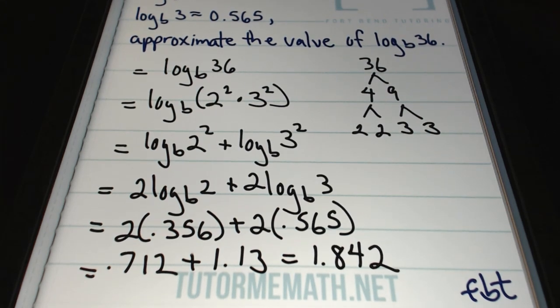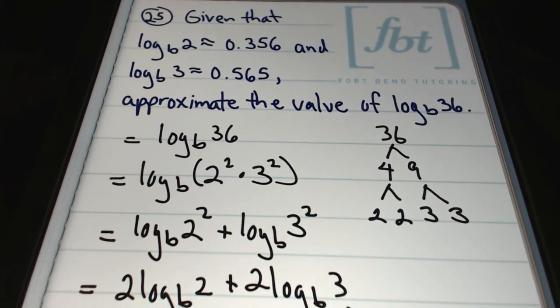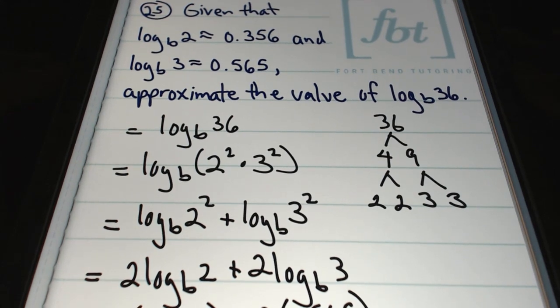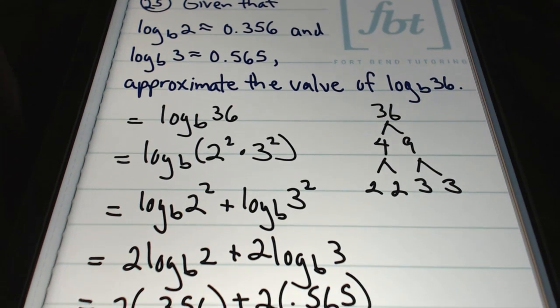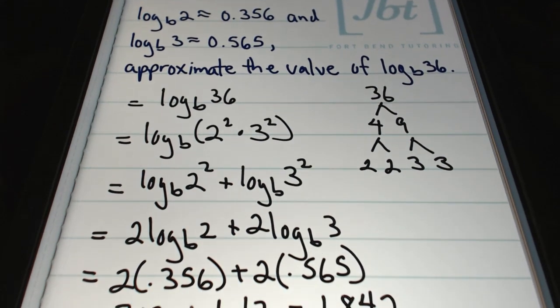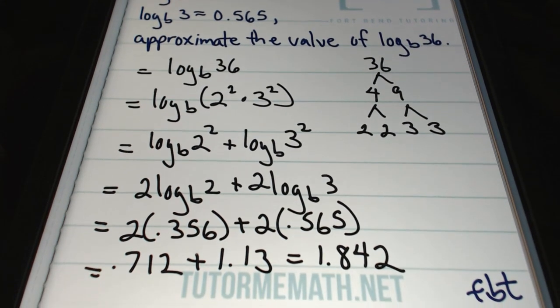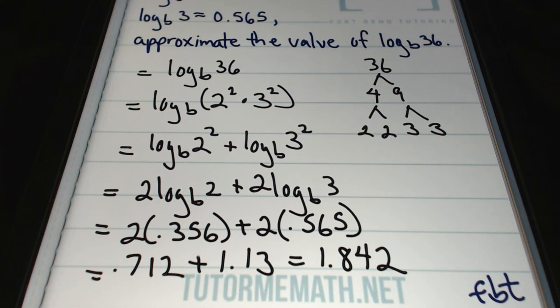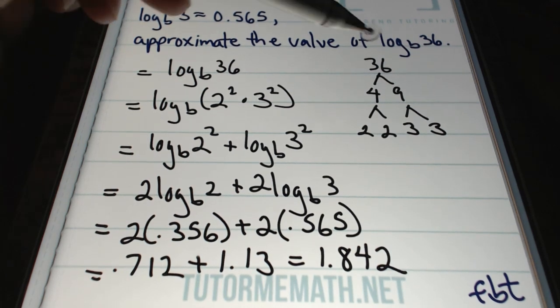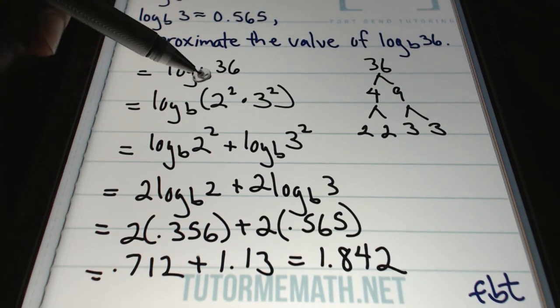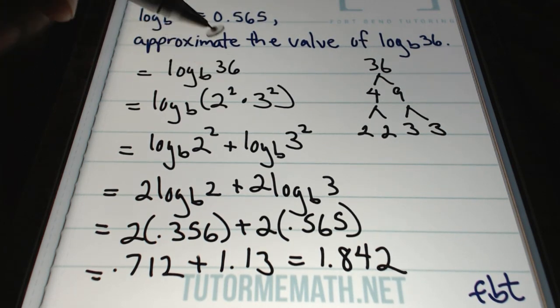We said earlier that the approximation for log base b of 2 would be approximately 356 thousandths, that log base b of 3 would be approximately 565 thousandths. And so we simplified it as follows. We used our prime factorization of 36. We expanded it after showing that 36 could be rewritten as 2 squared times 3 squared. And then we went from there.